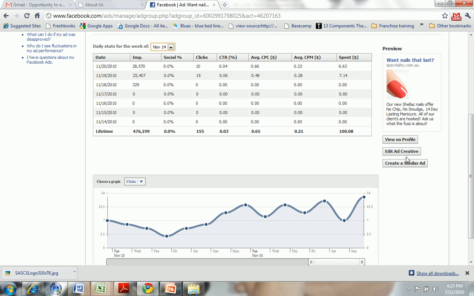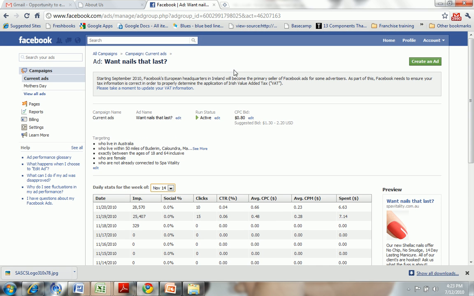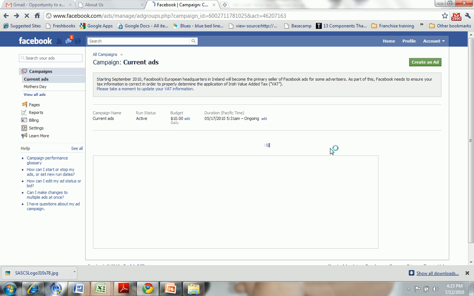So from here, you could create a similar ad because this one is working really well, or you could edit it if you didn't feel it was working well. I'm going to go back to that stage where we saw the other ad so you can compare what that one looks like to this one.